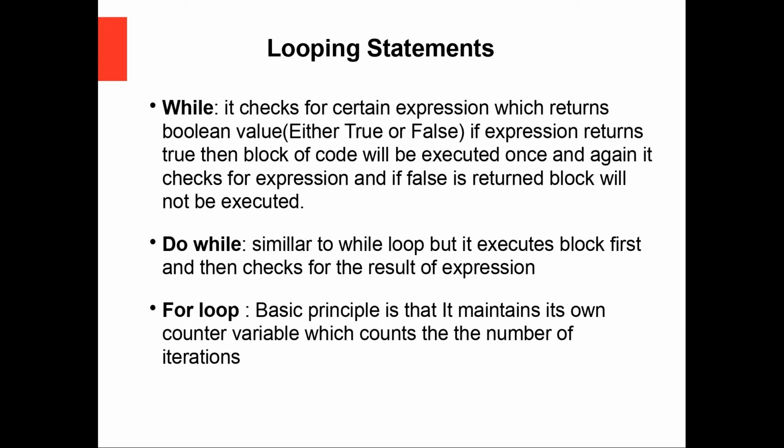Moving on to do while. Do while is similar to the while loop, but it executes a block first and checks the result of the expression later on. So no matter what, your block will be executed at least once. For loop. The basic principle behind the for loop is that it maintains its own counter variable which counts the number of iterations occurred. So to understand these loops in a better way, let's move to our final example of this lecture.